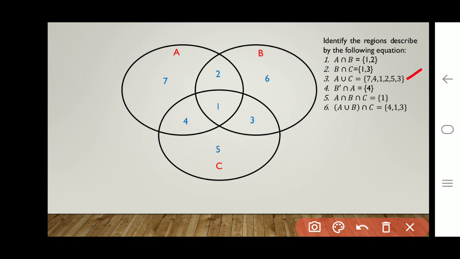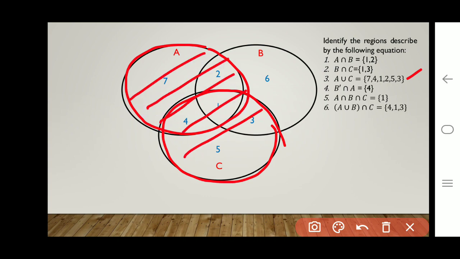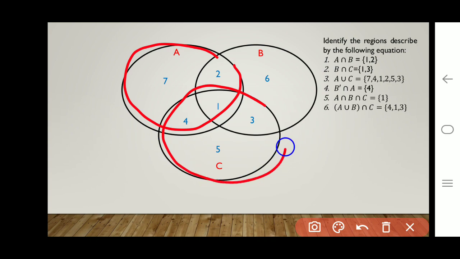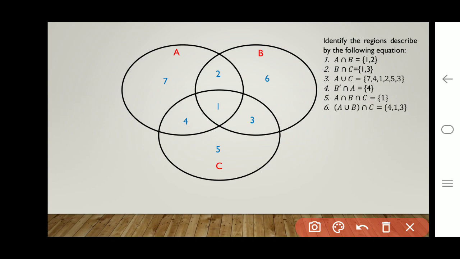And then, proceed naman tayo sa number 3. A union C. Ibig sabihin, yung area nung A plus area pa nung C. 'Di ba may common sa kanila? Pero wag niyo na lang ulitin. Included siya pero hindi niyo na siya iuulit-ulitin yung paglagay. Katulad nitong 4 and 1, isang beses niyo lang siya ilalagay dun sa sample space. Therefore, yung A union C, itong region na to. That is 1, 2, 3, 4, 5, and 7.